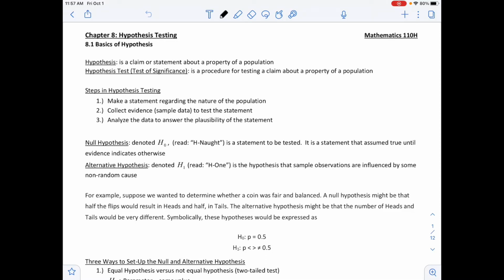We are in Chapter 8, Hypothesis Testing. Section 8.1 is Basics of the Hypothesis. A hypothesis is a claim or a statement about a property of a population. Again, this is about a population. And it's a claim that we want to investigate.